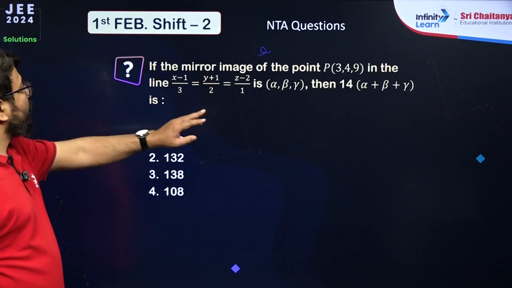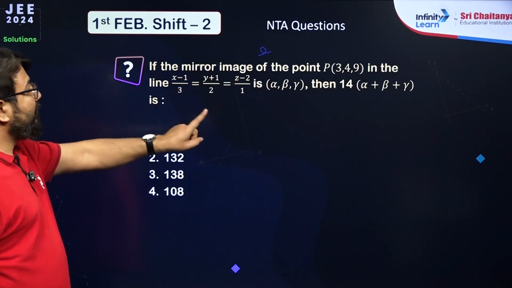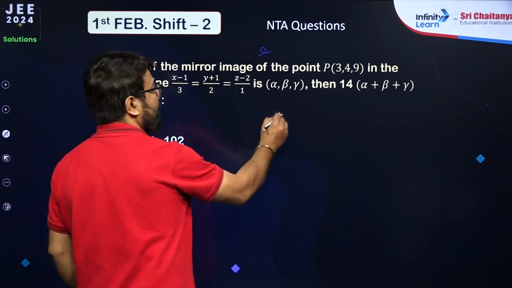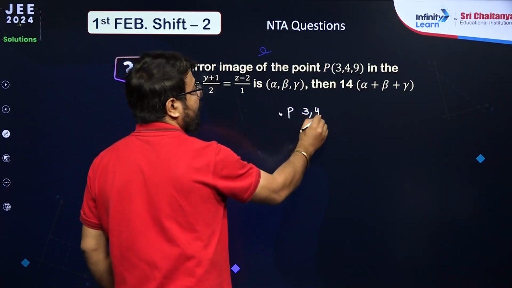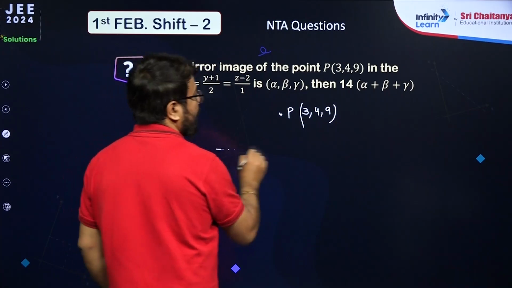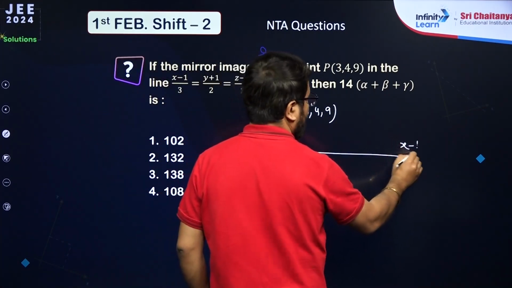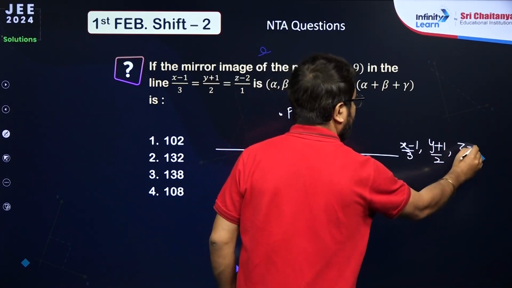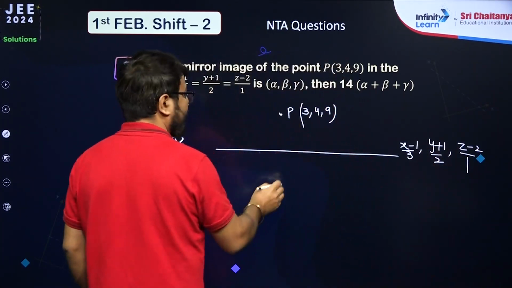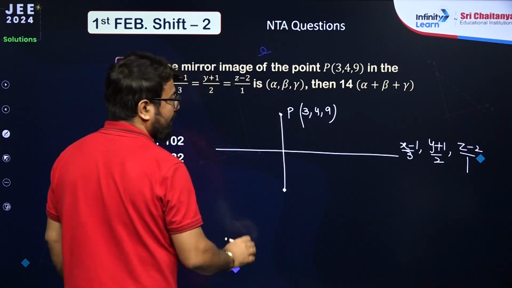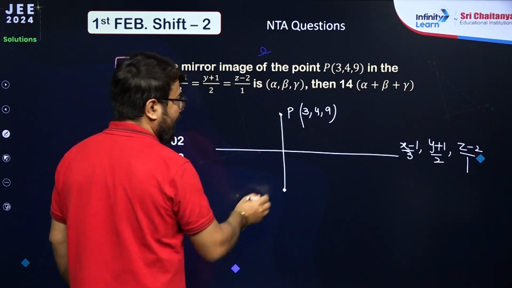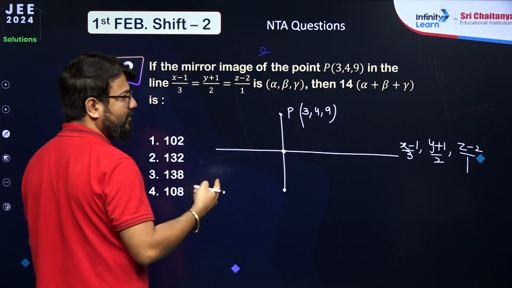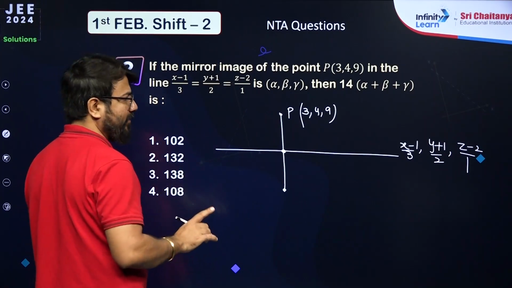If the mirror image of this point in this line is alpha, beta, gamma, then 14 times alpha plus beta plus gamma is what? So basically, we can see here there is a point being given which is having a coordinate 3, 4, 9. And there is a line being given which is x minus 1 over 3 and then y plus 1 over 2 and then z minus 2 over 1. I want to get the mirror image. Okay, let us assume that mirror image can be determined if I determine this coordinate. So let us find this coordinate, then I'll be easily able to get the mirror image.